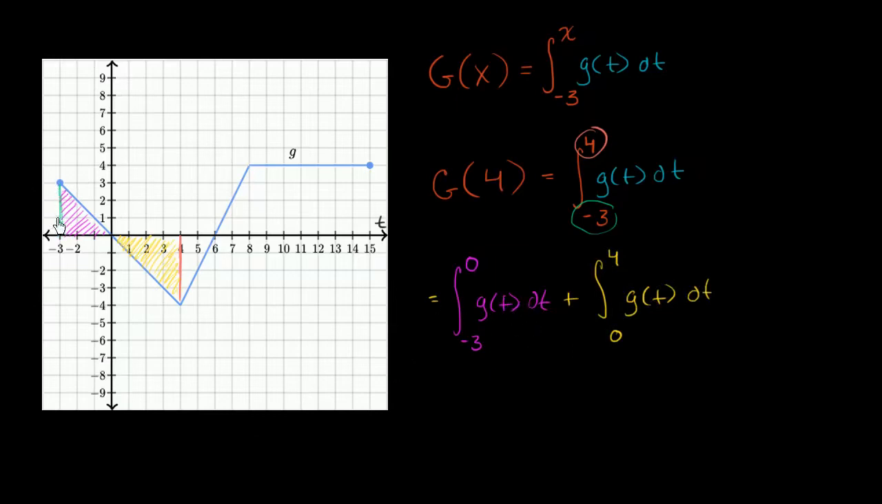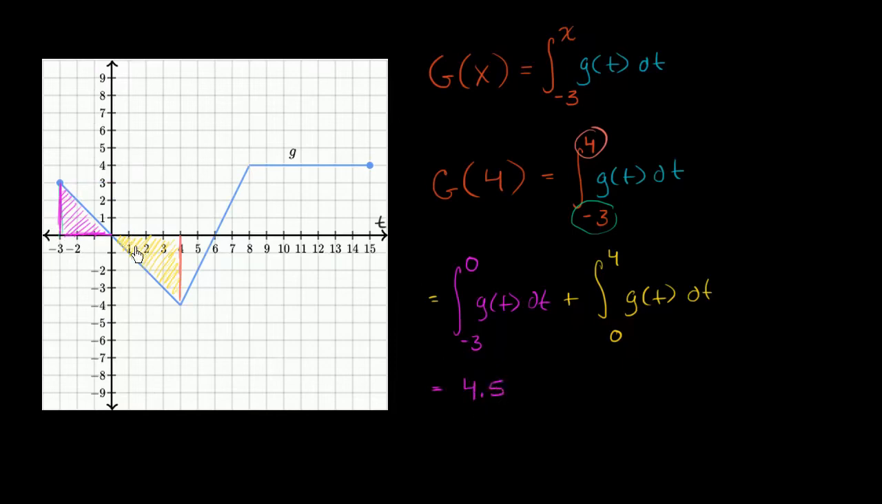Well, this is just a triangle where the base has length 3, the height is length 3, so it's going to be 3 times 3, which is 9, times 1/2, because 3 times 3 would give us the area of this entire square, but this triangle is half of that. So this right over here is going to be 4.5. This is going to be 4.5.